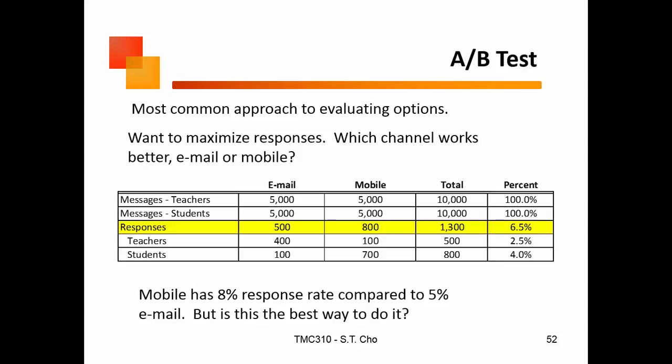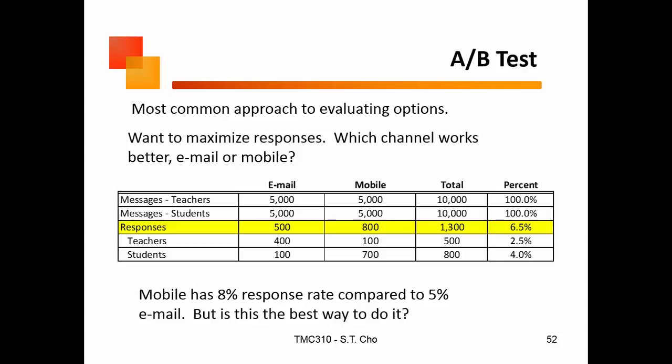A-B testing is, what if I have two different options? How do I want to figure out which one to use? Or is there a way that I can optimize it? What A-B testing is that you don't strictly look at percentages. If I wanted to figure out how to message at a school, as it turns out, there's a lot more response to mobile than there is to email. And so the overall response rate comes out to be 8%. So one is superior to the other.